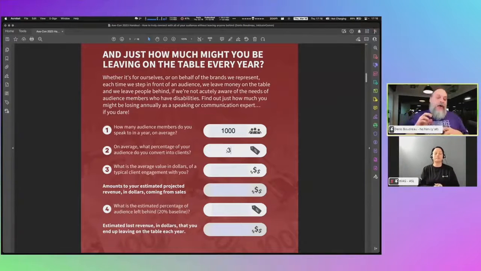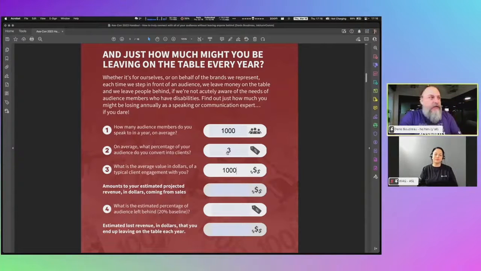And then you ask yourself, what is the average value of a typical client's engagement with you? Sometimes it's free. If it's just a follower on Twitter, of course, there's no money related to that directly, though there might be. But if you are selling a service, it could be hundreds or thousands of dollars. So let's just say, for the sake of the example again, that an average engagement is $1,000.